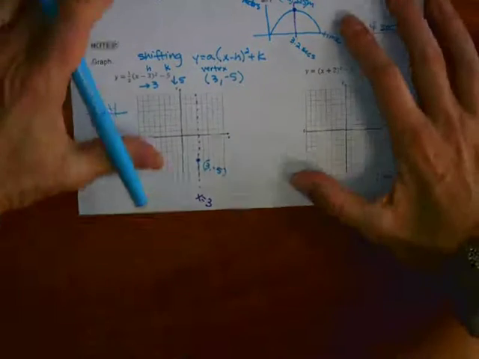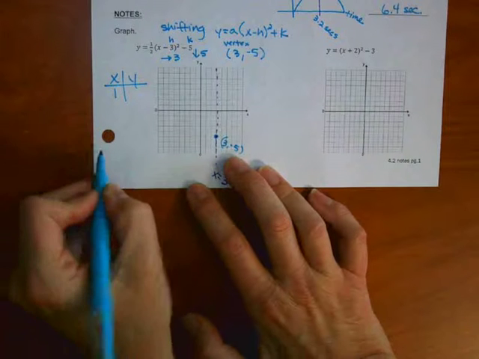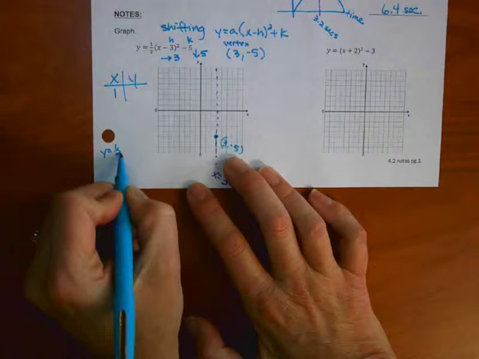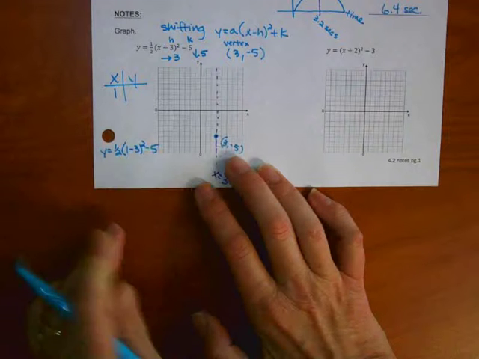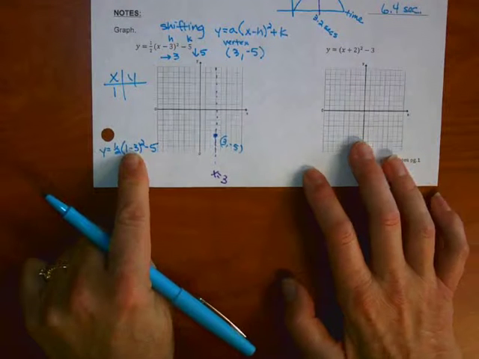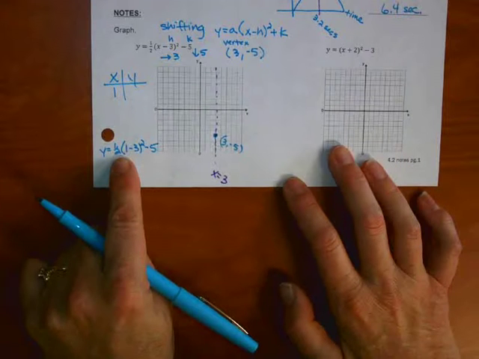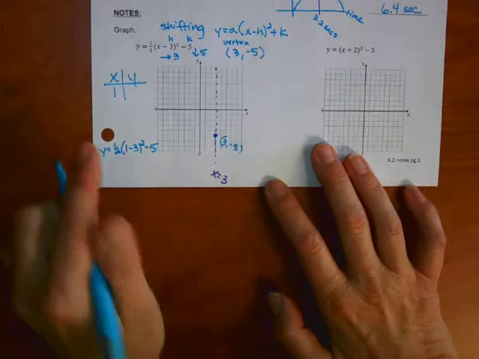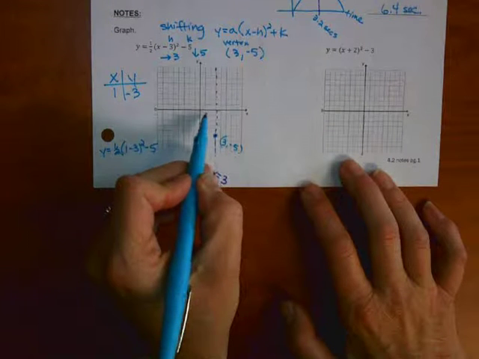Oh, I'm sorry. Not quite, almost. It's okay. 1 minus 3 squared minus 5. 1 minus 3 is -2. Squared is what? 4, half of that? 2 minus 5. So let's plot that point. Over 1, down 3.